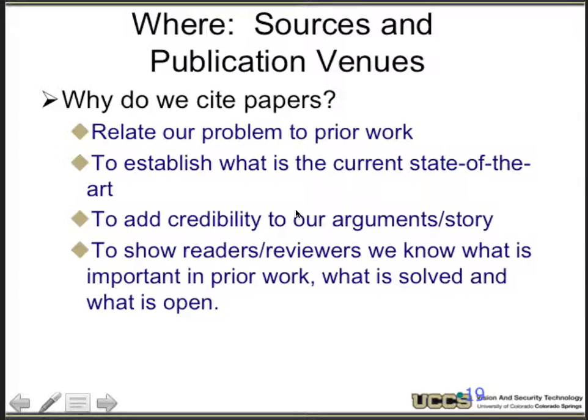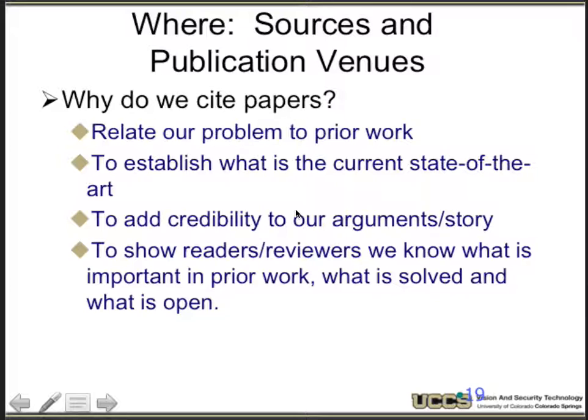The last reason we cite papers is to show the readers, reviewers, we know what is important in prior work, what is solved, and what is still an open problem. That means we have to be very up to date with our references, and also we have to know what the important places are that we should be looking for those works to make sure we've covered them. One of the worst things you can do is cite stuff and say it's an open problem only for the reviewers to say, oh no, that was done by so-and-so in this place. So you need to keep up with those kinds of things. And so sometimes it's not enough to just do a keyword search, which we're going to talk about in your assignment for this week. But in addition, it's important you understand what the venues are.